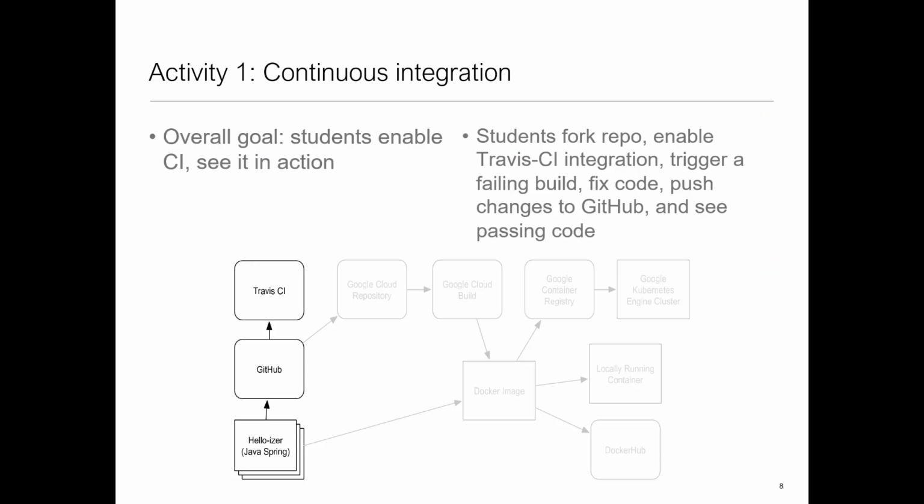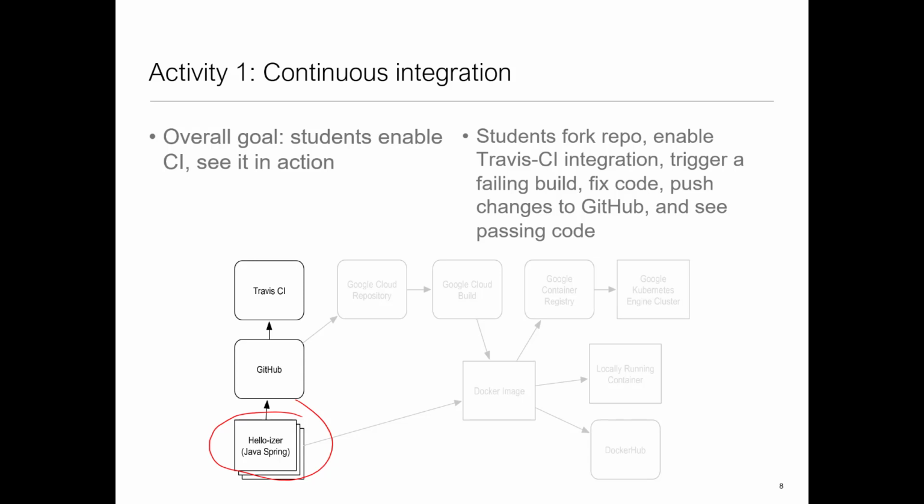But what we have then is we have these 4 activities that we have the students do. The first activity focuses on continuous integration. The overall goal of this is that students enable continuous integration in their projects, or in this case, in the Helloizer project, and they actually see it in action. Right, so what they do is they take the starter code, they create their own fork of that, they enable integration. The build currently fails because of an error we inserted into that.